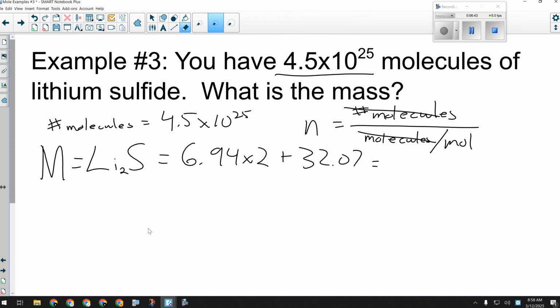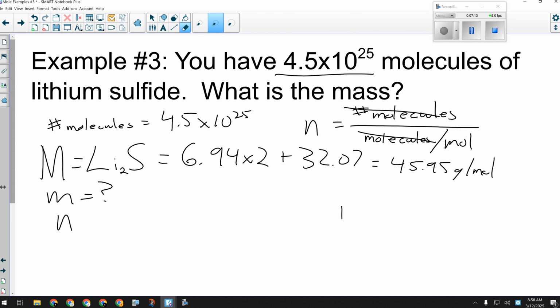Okay, so we got 45.95 grams per mole. Everybody with me there? All right. So now, if I'm going to get the mass, which is what the question wants, I need n, the number of moles. Dividing the number of molecules by Avogadro's number is how I get that.